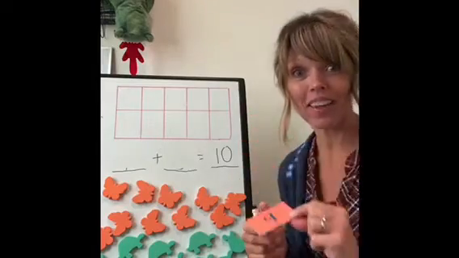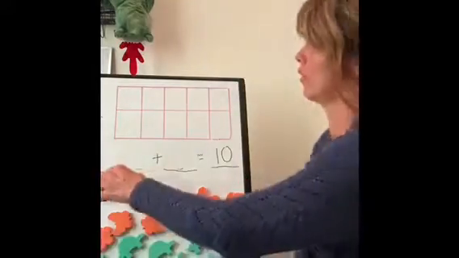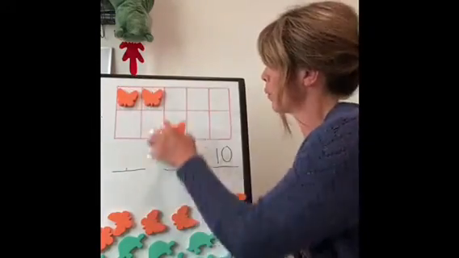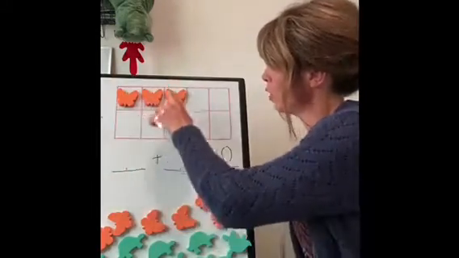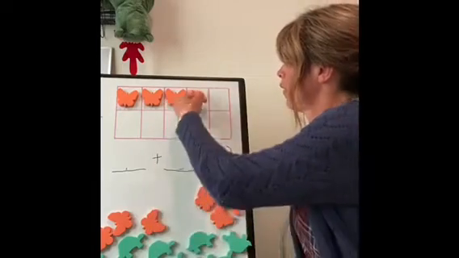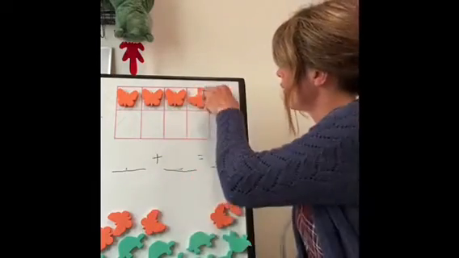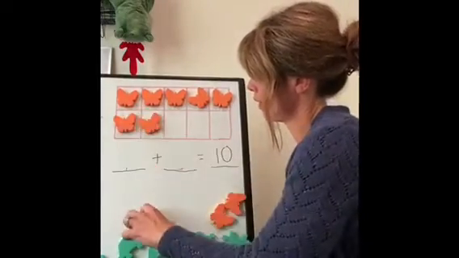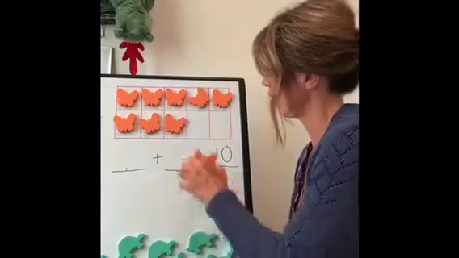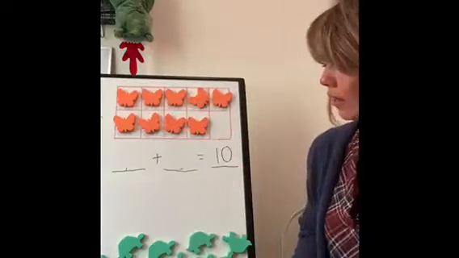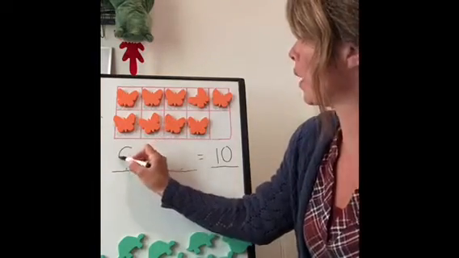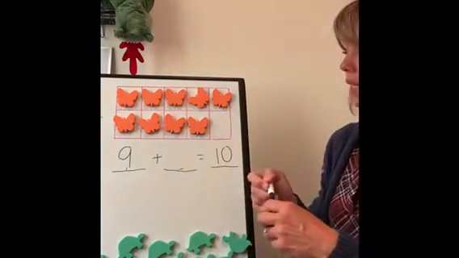9. Okay, so if I have 9 butterflies, how many more do I need to make 10? I'm going to put 9 in my 10 frame. 1, 2, 3, 4, 5, 6, 7, 8, 9. Okay, so I have 9 butterflies in my 10 frame, and I want to know how many more do I need to make 10.